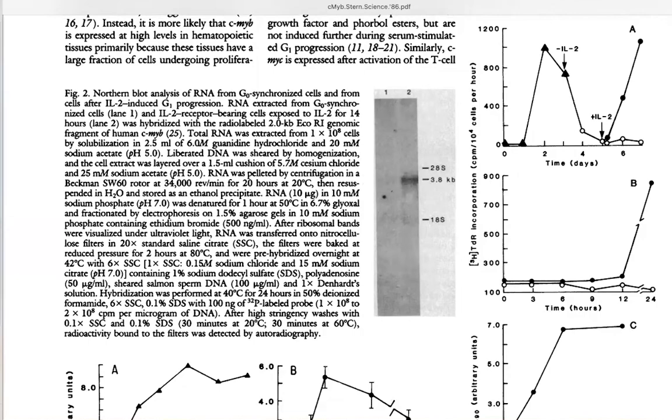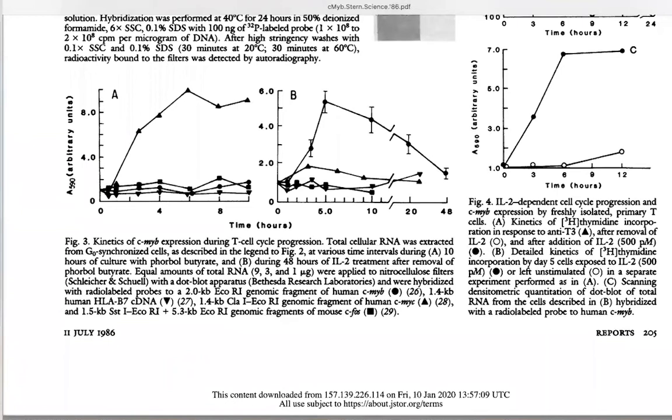And then in figure three, we have the kinetics of c-myb expression during the T cell cycle. In the A figure, we have the competence phase, and in the B figure, we have the progression phase. And so we have 0 to 6 hours after the addition of phorbol dibutyrate to these cells.